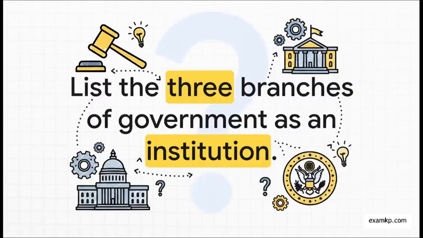Okay, next up, a structured question from WAEC. Now, for these, you don't need a long story. You just need to be super precise. The question is straightforward. List the three branches of government when we define it as an institution. You know this one. And the answer is simple and direct. The legislature, the executive, and the judiciary.